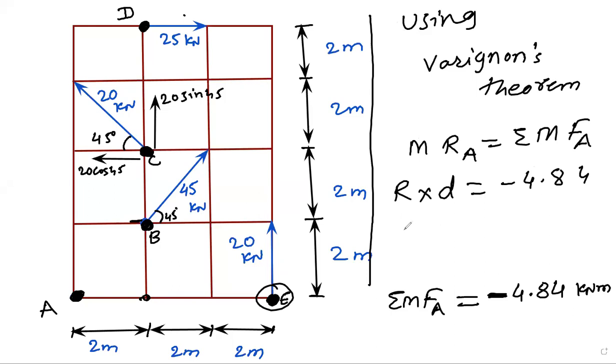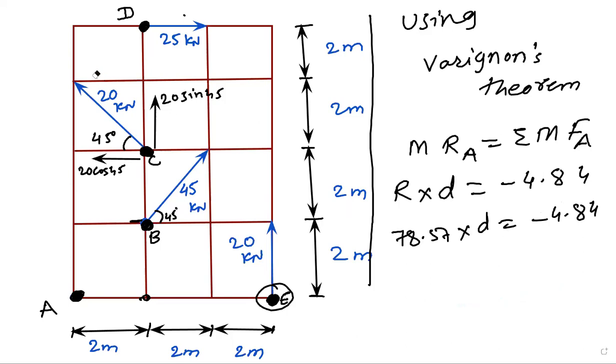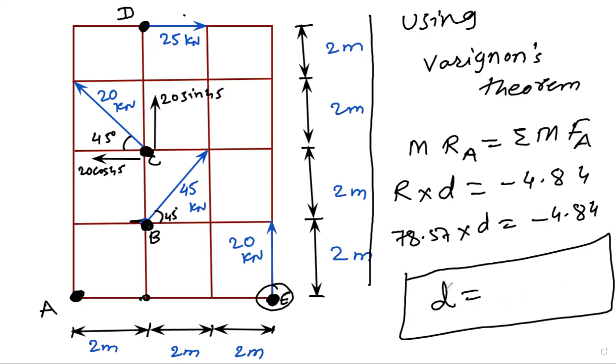So R is known to you. R is 78.57 into D is equal to minus 4.84. So how much is D equal to? 0.061. Plus or minus? Minus. Right, meter from A.